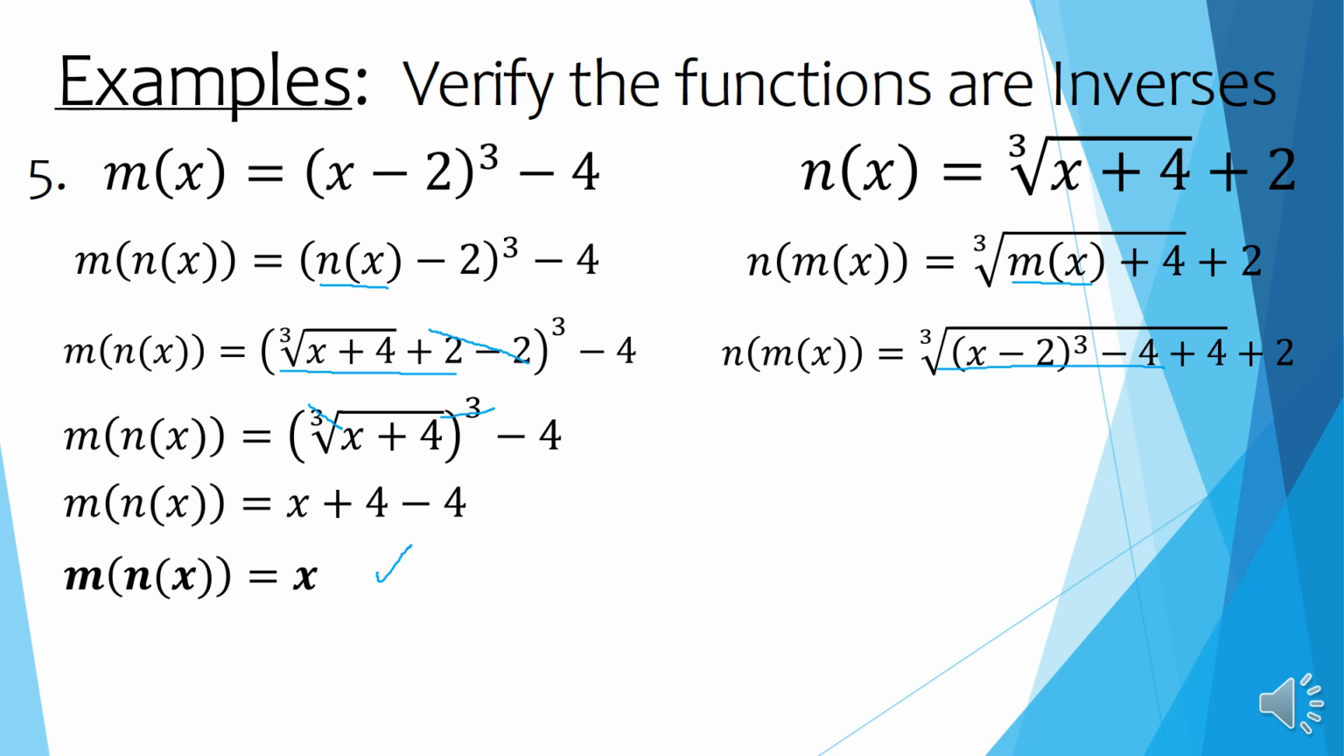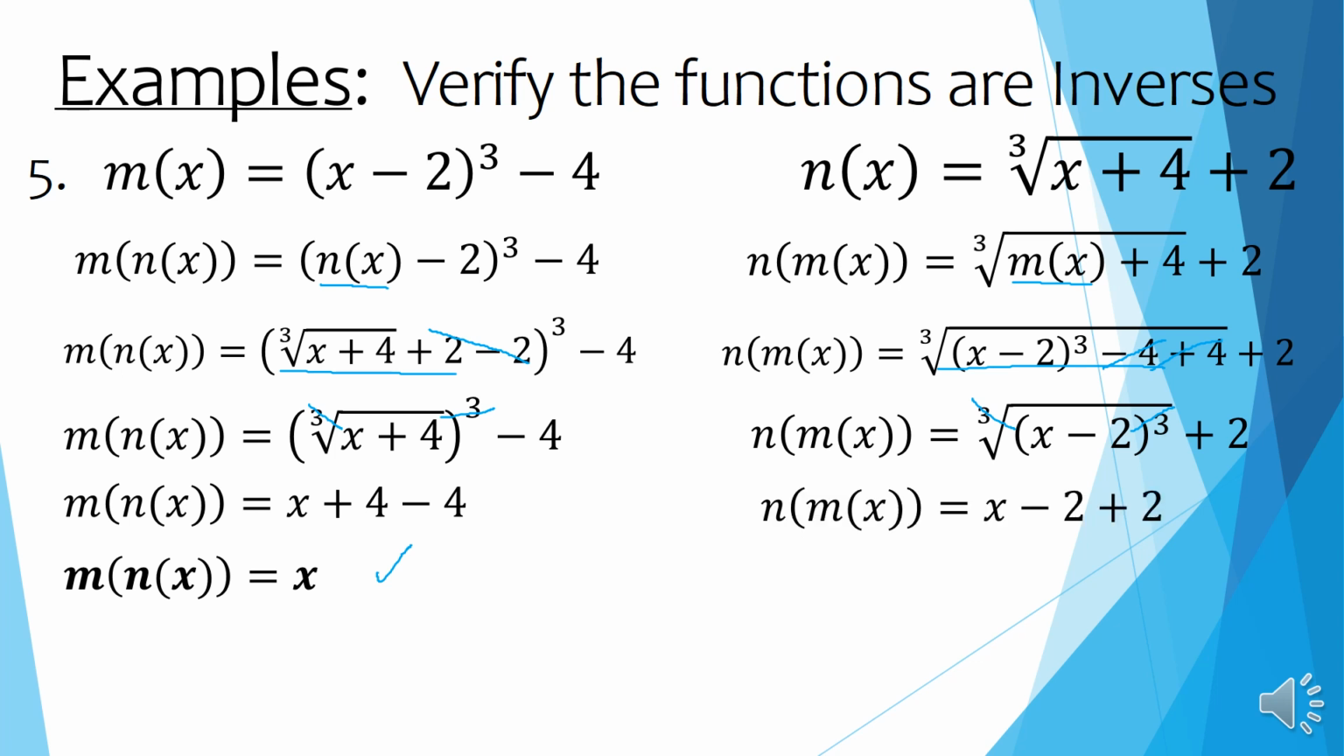As always, clean up any terms that you can combine. A negative 4 and a positive 4 undo each other, leaving us with the cubed root of the quantity of x minus 2 cubed plus 2. Cube root and the third power, or cubing something we just saw, undoes itself. That will leave us with n of m of x, that composition equaling x minus 2 plus 2, which is just x. This is perfect.